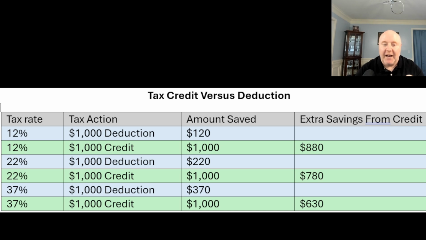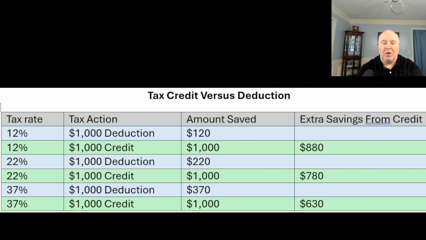Now, if we have a $1,000 deduction and we're at the 12% rate, then what's going to happen is the amount of money that we're going to save is 1,000 times 12%. That's $120. Okay, we're going to get a benefit of $120 on this because it's reducing our taxable income. And our taxable income is going to be taxed at the rate of 12%. So that's what we get. Now, if we look at the green row over here, we have our 12% times the credit.